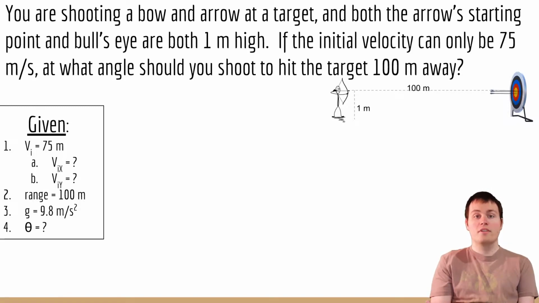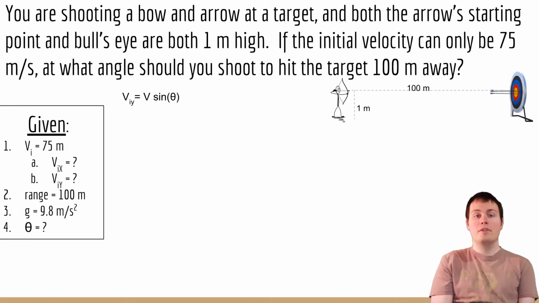Now, to do this, we need to use an equation that we don't normally use, a range equation. However, because it's not a normal equation, we don't necessarily know it off the top of our head, so we're going to have to develop it. To do that, we first need to start with the initial velocity in the y direction. That's simply the initial velocity times the sine of theta, which we don't know.